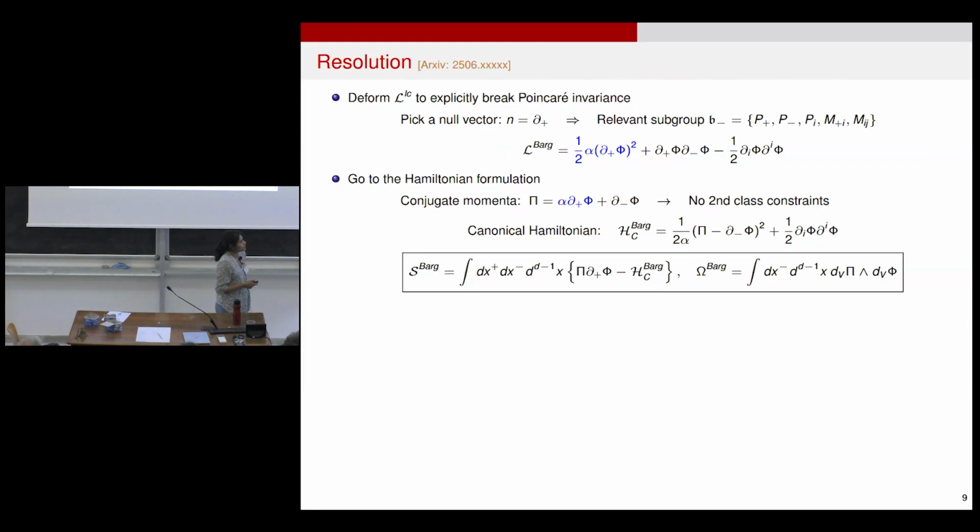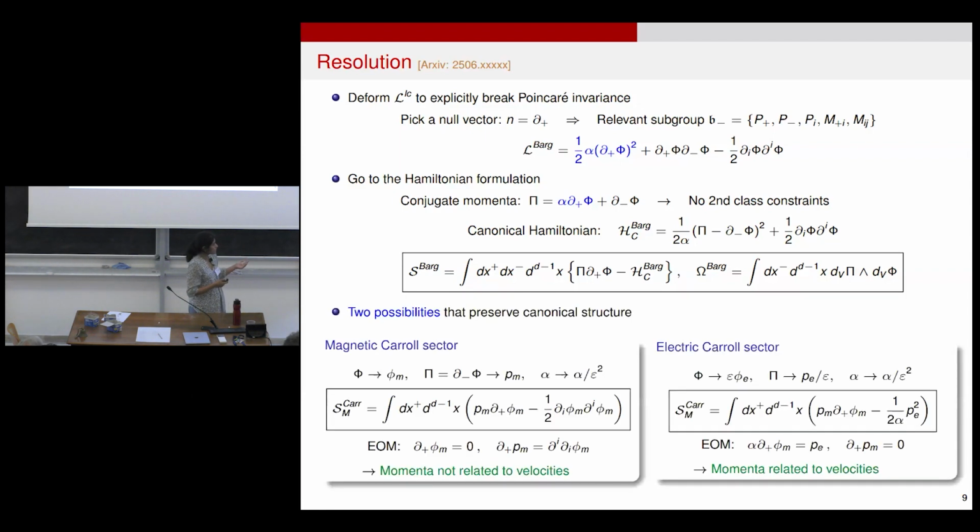And the canonical Hamiltonian has both pi's and spatial derivatives, so we do get both the electric and magnetic Carroll sectors. So for the magnetic part, we do the same game as before, and we get this magnetic theory. For the electric part, we rescale the fields a bit differently, and we get the electric theory. And we see that in the magnetic sector, the momenta are related to velocities, but in the electric Carroll sector, they are not related to velocities because there is no relation between these equations of motion. And here, we see that the momenta are actually time derivatives of the field.